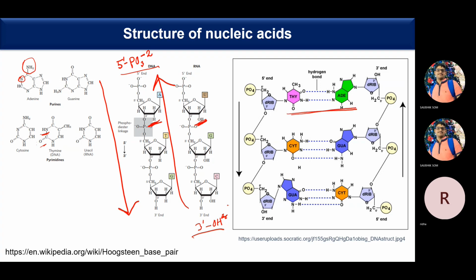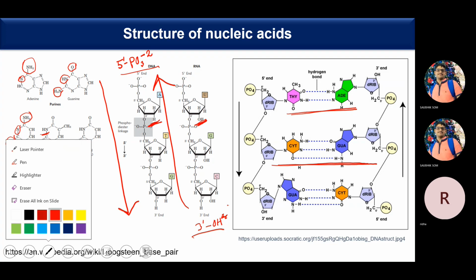Why do cytosine and guanine always form three bonds? Because you can see cytosine has 1, 2, 3: one oxygen, two nitrogen on this side. Then on the opposite side, guanine also has one nitrogen, another oxygen. There are 3, correct? That's why it forms 3 hydrogen bonds here. Okay.